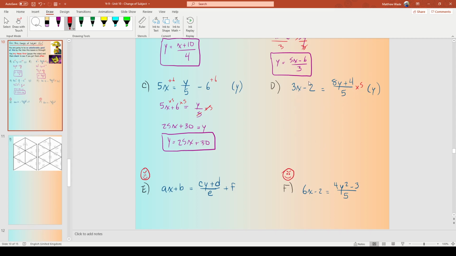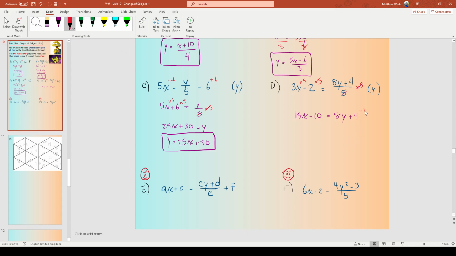Now, what do we times by 5? Every single term, and a term is something that's separated by plus or minus. So we'll times 5 here, and we'll times 5 here also, and then that means that we're going to get 15x, take away 10 on that side, these cancel, and you're going to be left with just 8y plus 4.